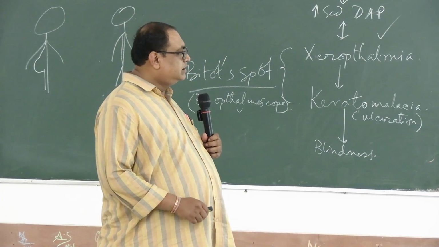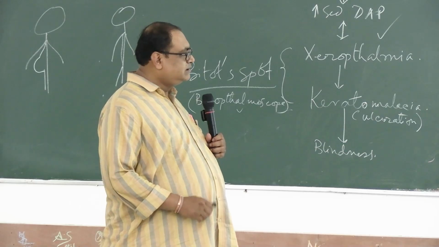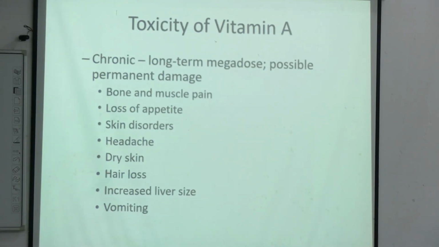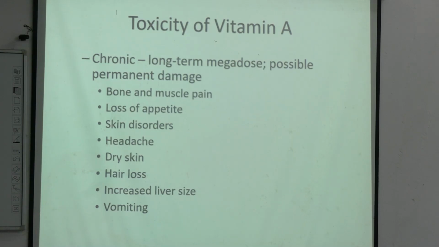Chronic, long-term mega dose. See, bone and muscle pain. I told you, they will come with muscle and bone pain. The symptoms are similar to that of the deficiency of vitamin A in urban cases. Dry skin, hair loss, increased liver size, vomiting, loss of appetite, because the liver is compromised and not functioning well, so they cannot digest, they cannot metabolize, so you have this problem, loss of appetite.